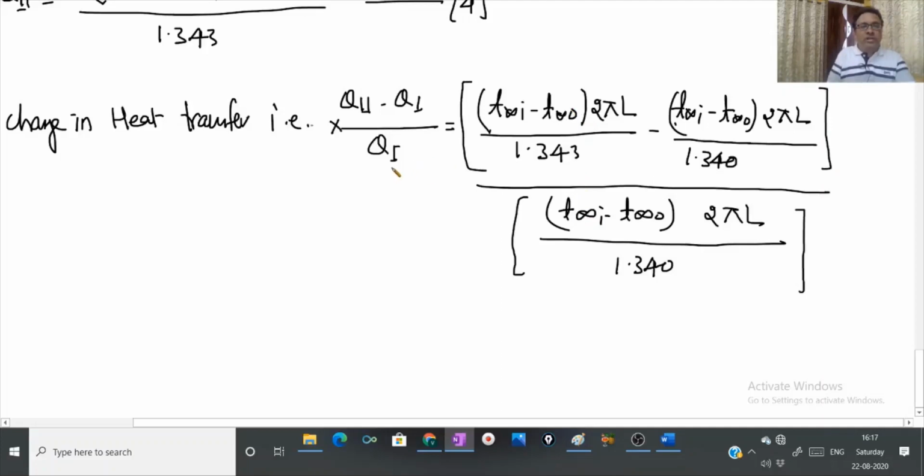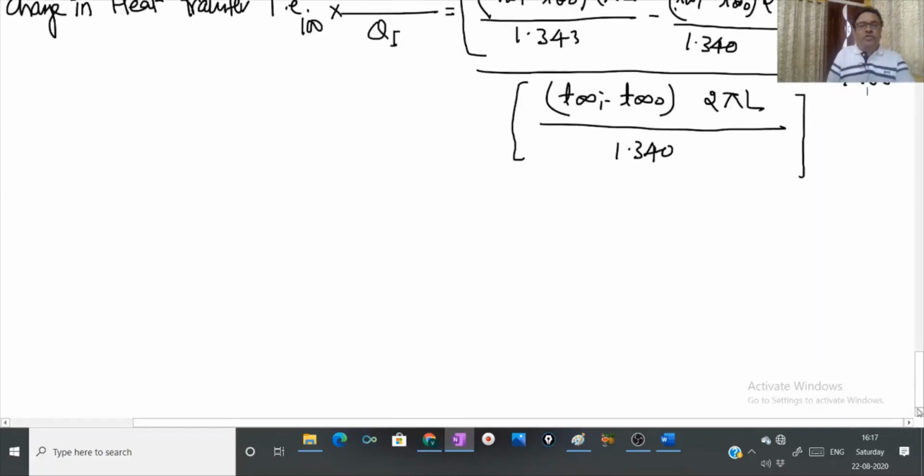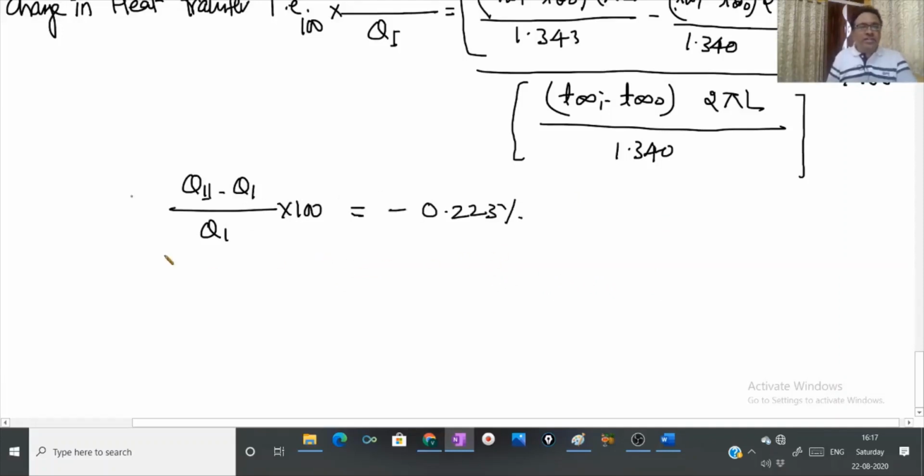And we are interested in percentage change, so this entire term will be multiplied by 100. After solving this, I get (Q2 minus Q1) over Q1 into 100 as minus 0.223%. Now here the minus sign is appearing, mind well.